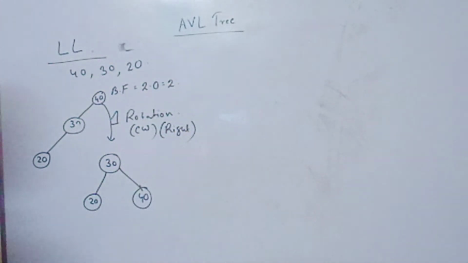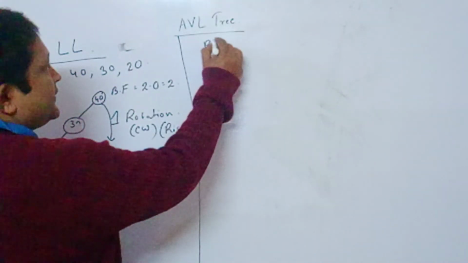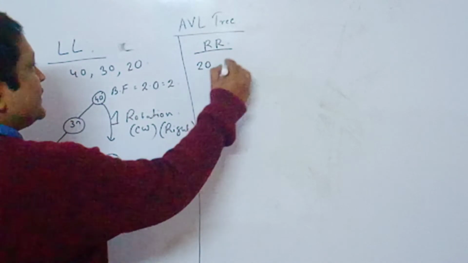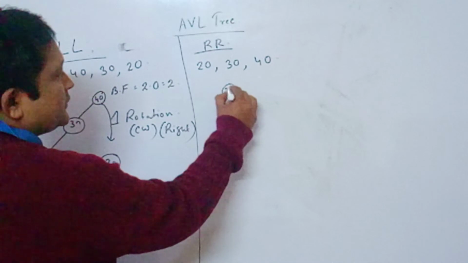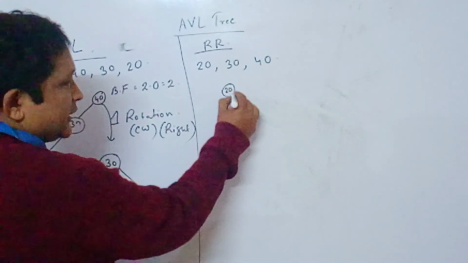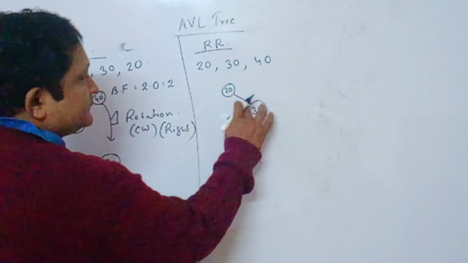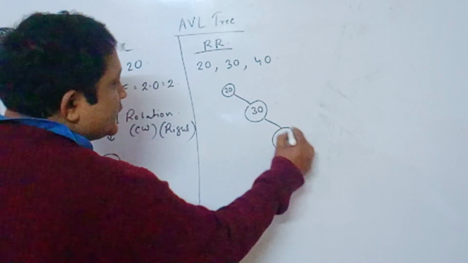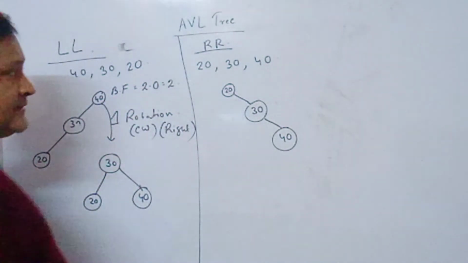That is AVL. What is RR? It means right imbalance. Suppose we take the values just opposite: 20, 30, 40. 20 is the first node, 30 is higher than 20, so it will be the right child of it, and 40 is the right child of 30, because 40 is higher than 30. So we have this right imbalance.